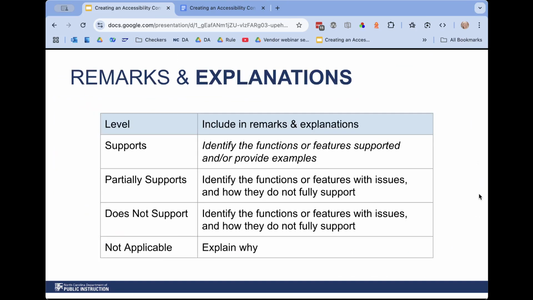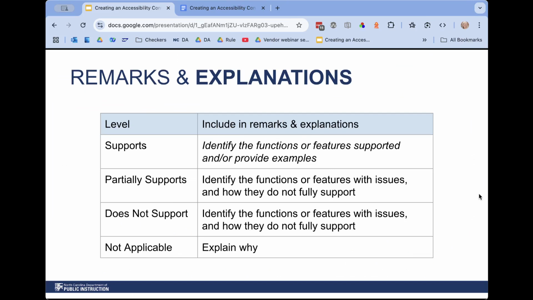the remarks and explanation section. I keep referencing this. This is a place for us to, again, tell the story of what your conformance level is that you've determined. It's the explanation part. It's a place for you to really give me greater detail into the features and functionality that are supported or not supported within your solution. So let me talk a little bit about what to include in those remarks.